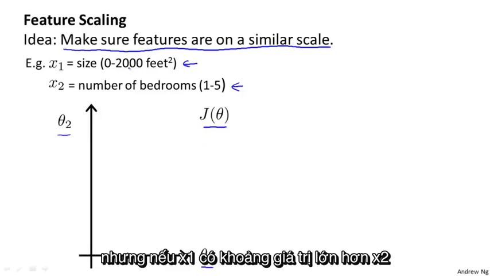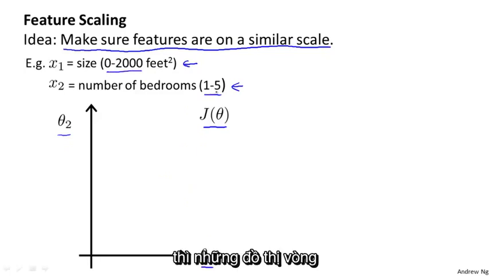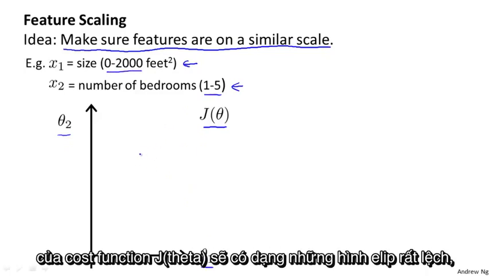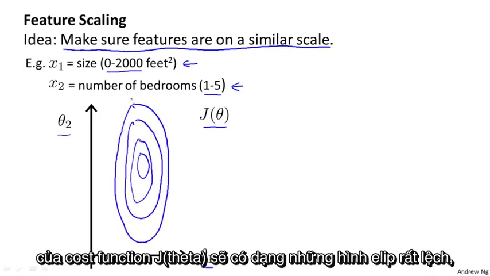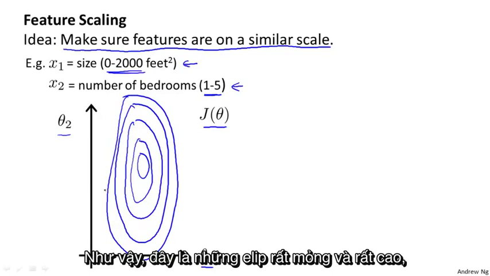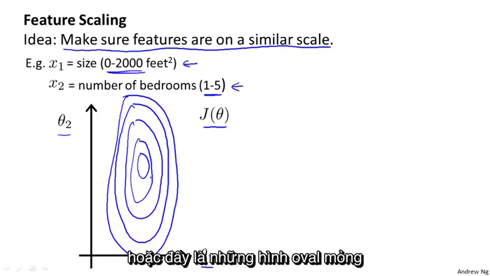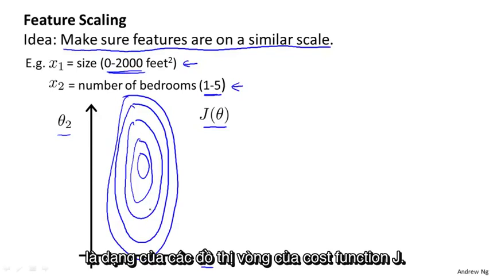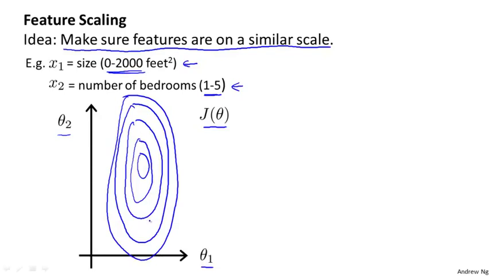But if x1 can take on a much larger range of values than x2, it turns out that the contours of the cost function J of theta can take on a very, very skewed elliptical shape. With a 2000 to 5 ratio, it can be even more skewed. So these very tall, skinny ovals can form the contours of the cost function J of theta.